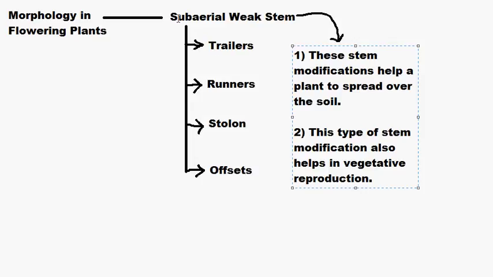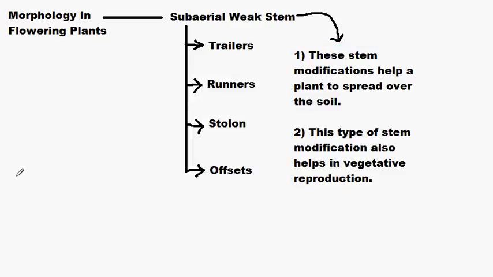But before we study the classification of the subaerial weak stem, let us understand how the presence of subaerial weak stem can help a plant, means how their presence is beneficial for a plant. So first I have written down 2 points over here. The first point is that these stem modifications help a plant to spread over the soil. What does this mean? Let us understand.